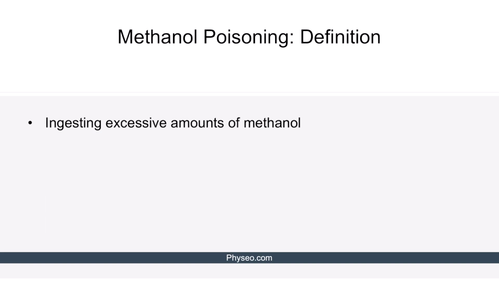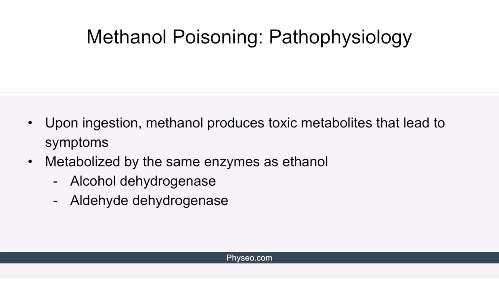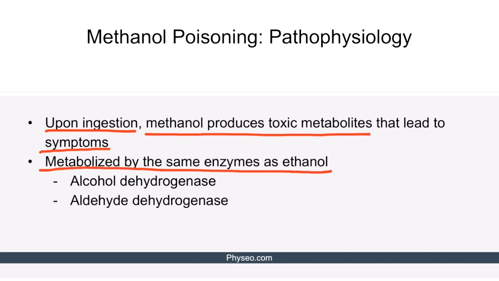Methanol poisoning occurs when someone ingests excessive amounts of an alcohol called methanol. First, let's go over some important pathophysiology. Methanol, in its ingested form, is not toxic. However, once metabolized, the metabolites of methanol are very toxic and they lead to symptoms of methanol poisoning. Methanol is metabolized by the same enzymes that metabolize ethanol. These two enzymes are alcohol dehydrogenase and aldehyde dehydrogenase.